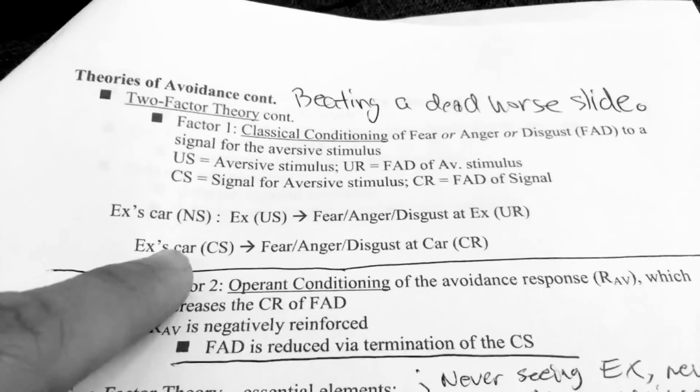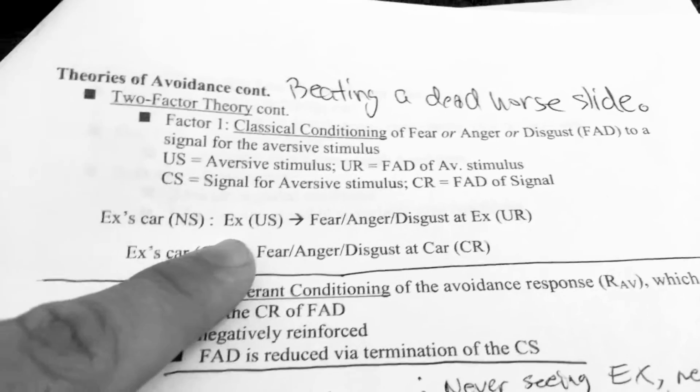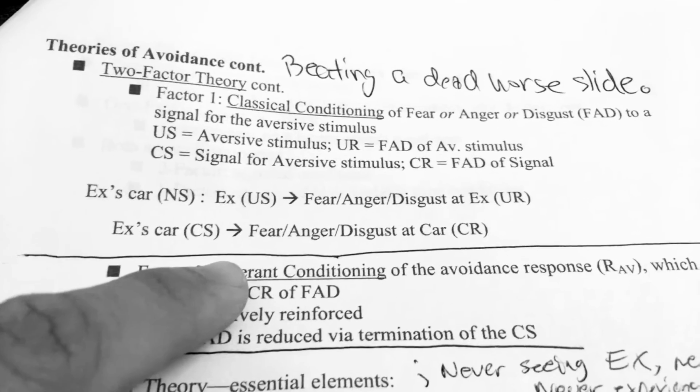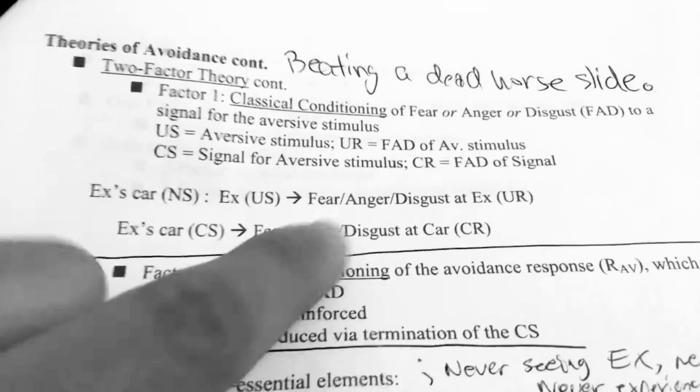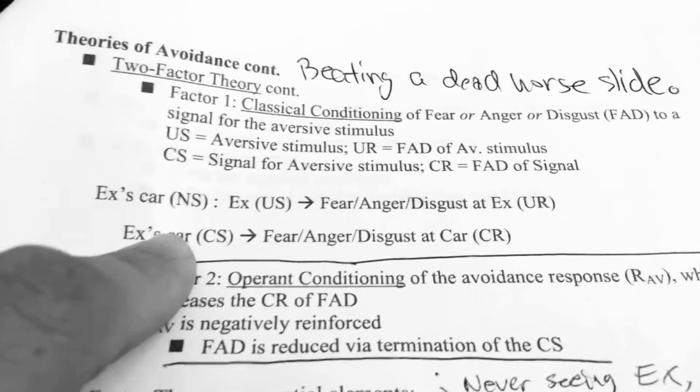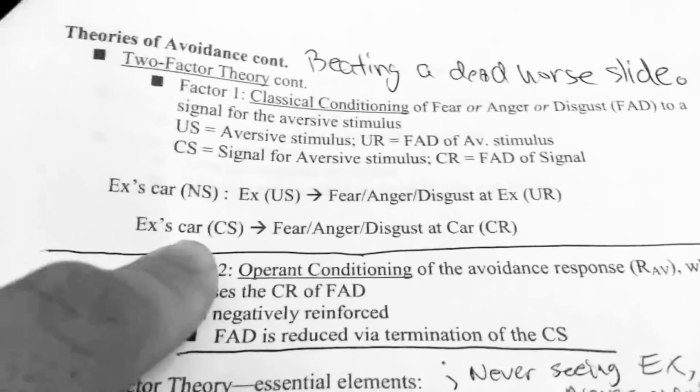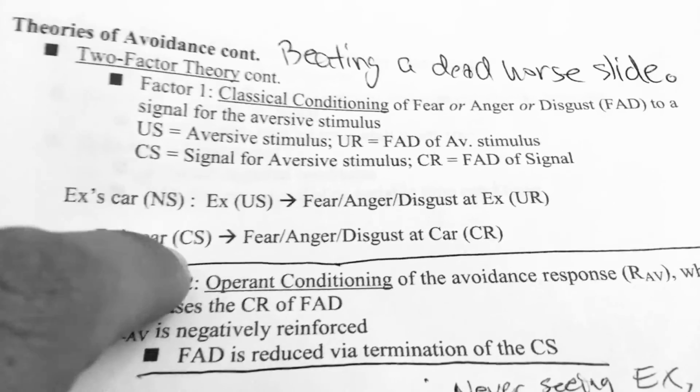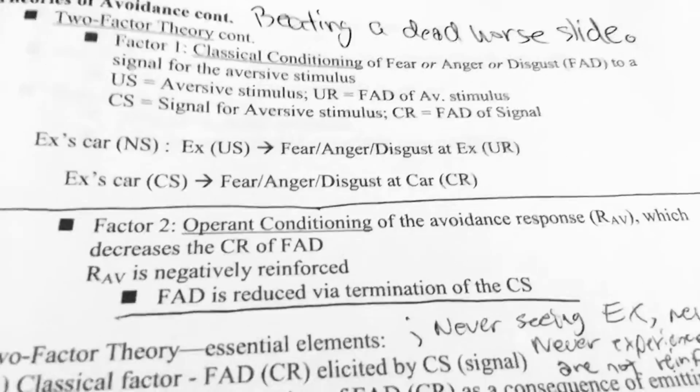So the ex's car is neutral. Now you see your ex. So now you feel crappy inside. Next time you see your ex's car driving down the street, maybe she's driving down the same street as you, you will automatically have a conditioned response of fear, anger, and disgust.